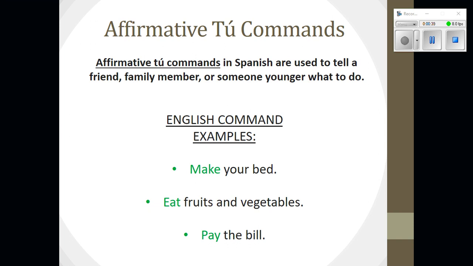Maybe you want to say, make your bed, eat fruits and vegetables, pay the bill. Those are all commands. You're telling someone what to do. All right, let's go ahead and pause the video and fill out the first part of Part A of the note guide.